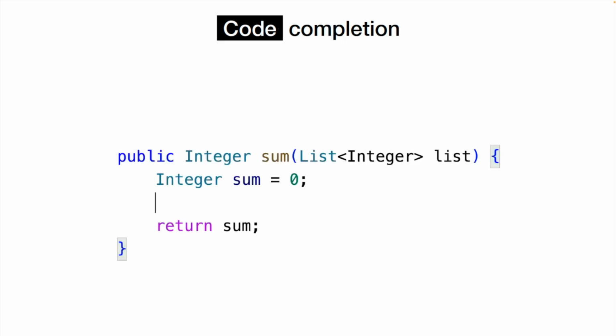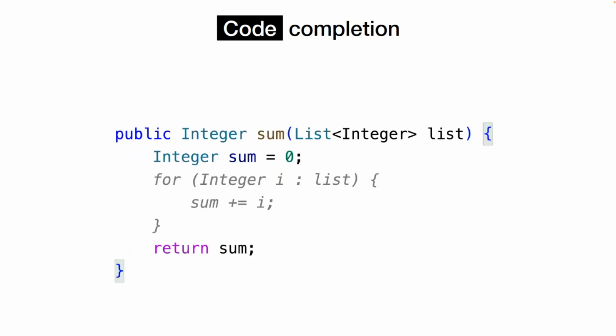Let's say that we have an incomplete Java method like this one, and a developer is going to write a new line exactly at this position. A code completion recommender system will recommend the next token, the next line, or the next code block that the developer is most likely to write in the given code context. And in this case it will be the initialization of the for loop for summing up all the integers in a list.